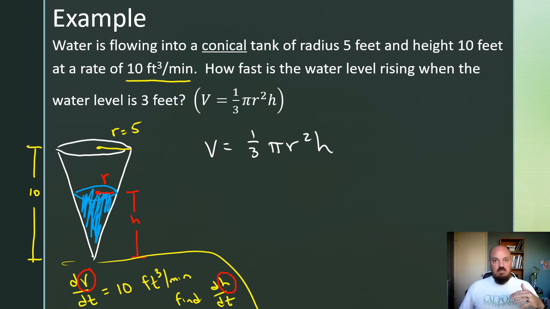If you plug 5 in for r right now, then you're telling the formula that r is constant, and you're telling the problem that it's a cylinder and not a cone, and you would get the wrong answer. So you cannot just plug in 5 this time. We need a different way to eliminate it. The way you're going to eliminate it is actually realizing, let's look back at our picture.